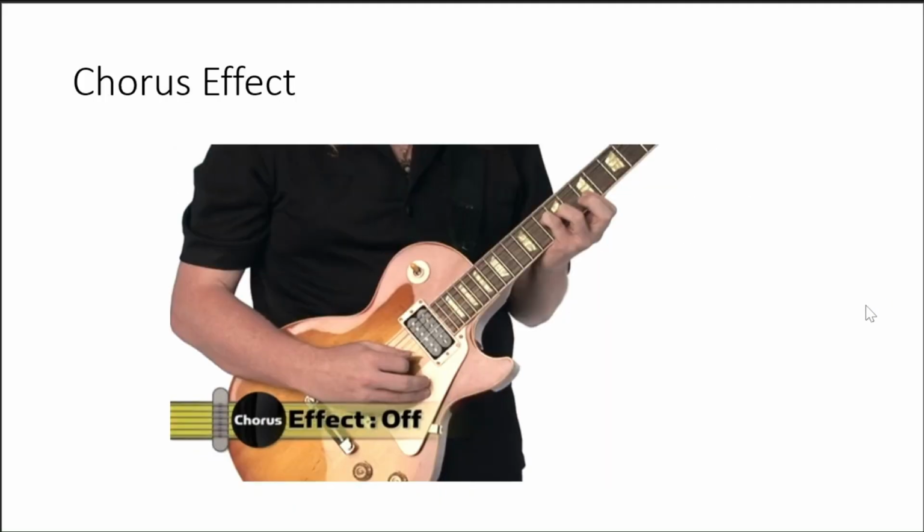Next is chorus effect, a lush shimmering tone that makes it sound like multiple guitars are playing in unison. It's achieved by mixing a delayed signal where the delay is slightly longer than a flanger and modulated more slowly. The result? A rich, detuned feel that adds width and depth to your sound. Let's listen to it.